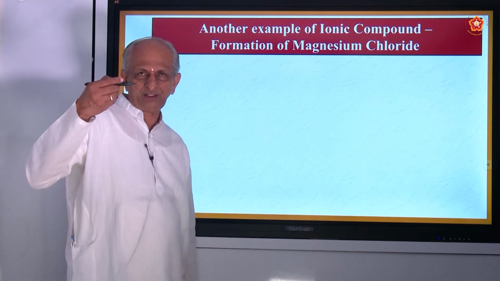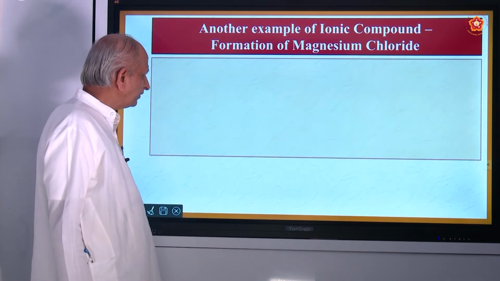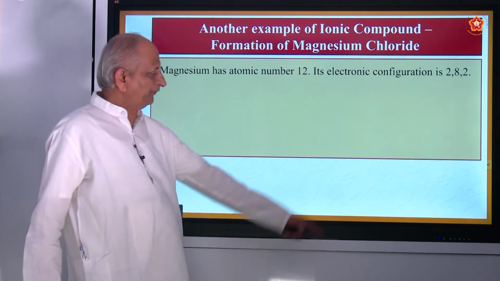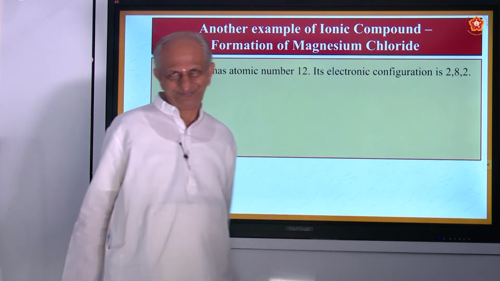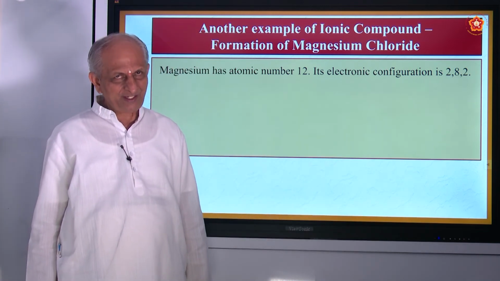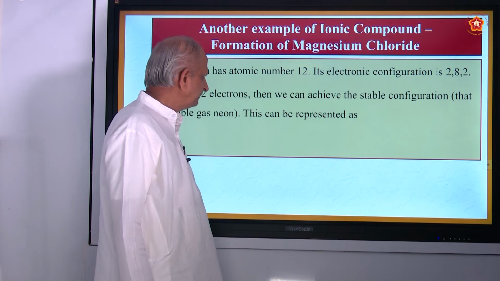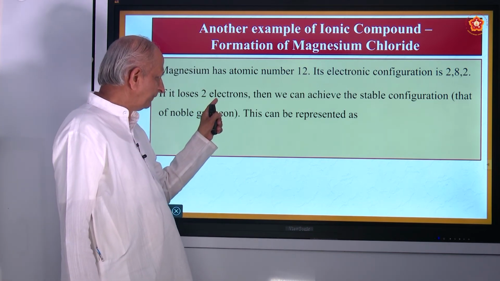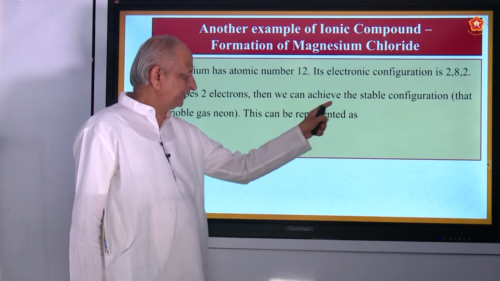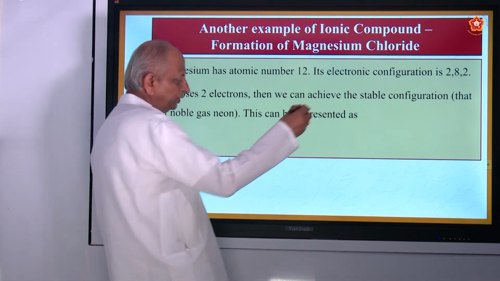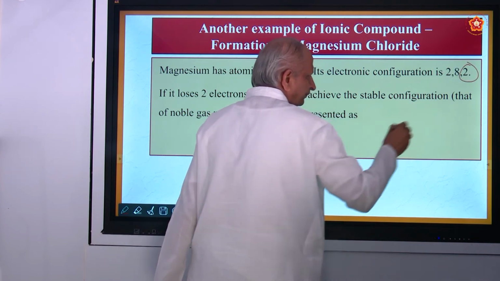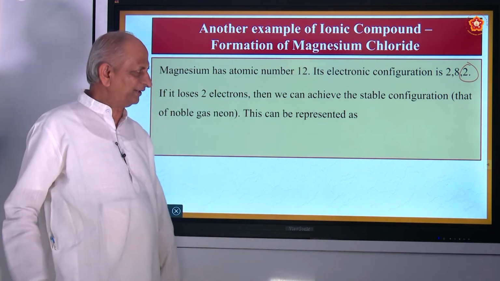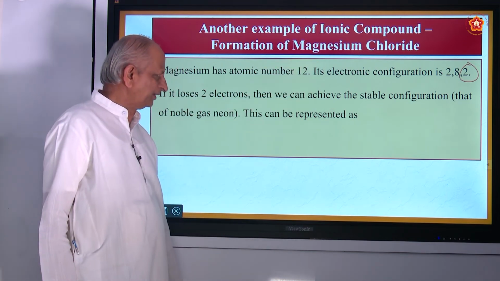So far we studied about sodium chloride. Let us see about magnesium chloride. In magnesium chloride, magnesium has atomic number 12. Its configuration is 2, 8, 2. K shell 2, L shell 8, M shell 2. Okay. Then it loses the 2 electrons in the outermost orbit, so we can achieve the stable configuration. When these 2 outermost electrons are lost, it becomes stable because there will be 8 electrons. It resembles a noble gas.